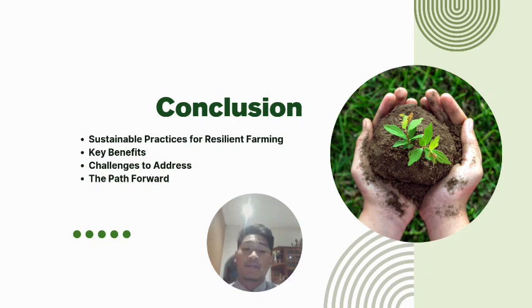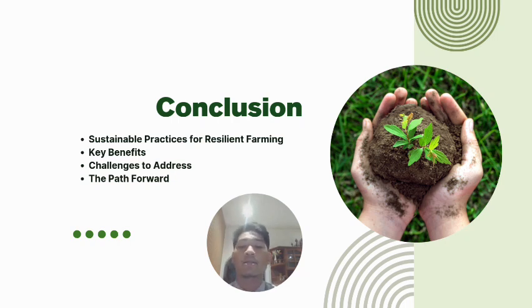Key benefits. These practices collectively enhance soil health, reduce erosion, conserve water, and increase biodiversity while minimizing input costs and promoting long-term productivity. Next is challenge to address. Effective implementation requires proper planning, investment, and management to overcome barriers such as weed control, timing, and initial costs.